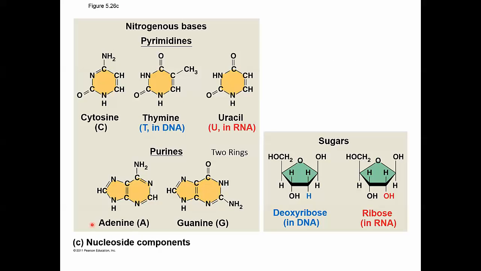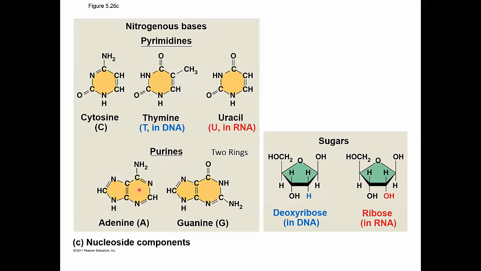Those nitrogenous bases can vary. The pyrimidines are a single ring. You should be able to recognize a pyrimidine from a purine. Cytosine or C, T, so C or T in DNA, cytosine and thymine. And then in RNA, we don't have T. Instead, we have U for uracil. We'll talk more about that later. But there's T in DNA, U in RNA molecules.